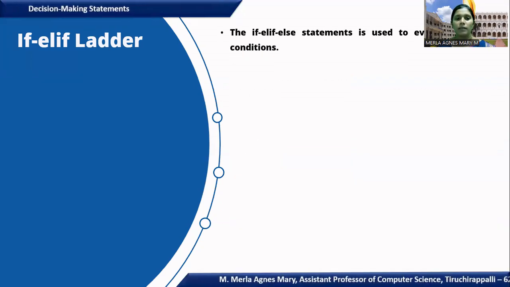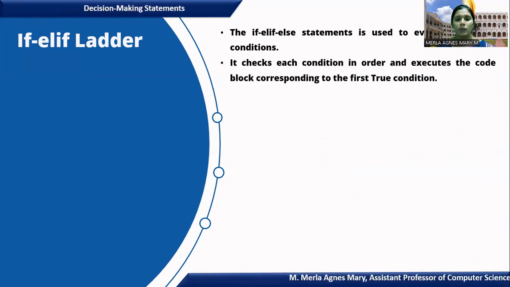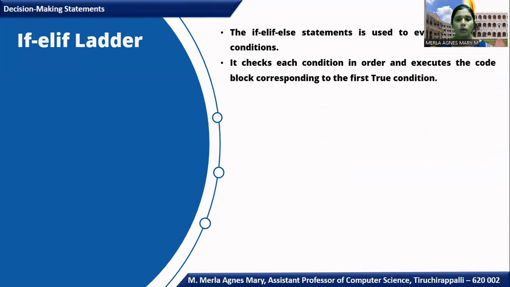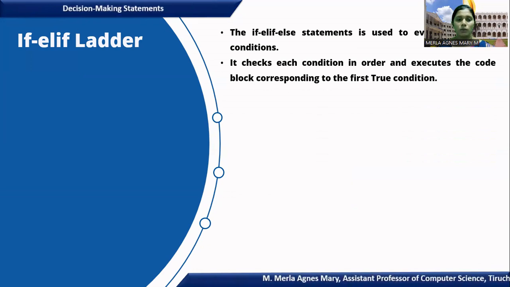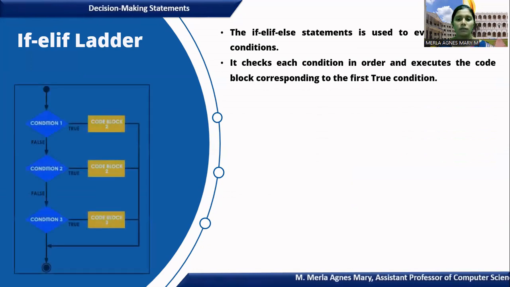So the if elif statement is used to evaluate multiple conditions. It checks each condition in order and executes the code corresponding to the first true condition. So based on the first true condition, it will be printed. Let's see the flow diagram.